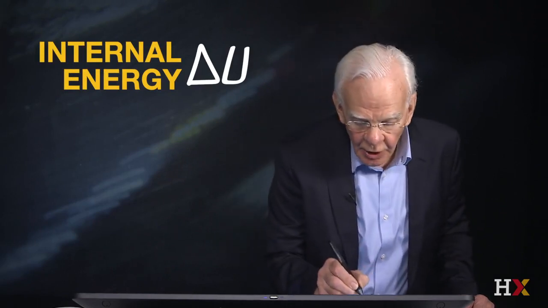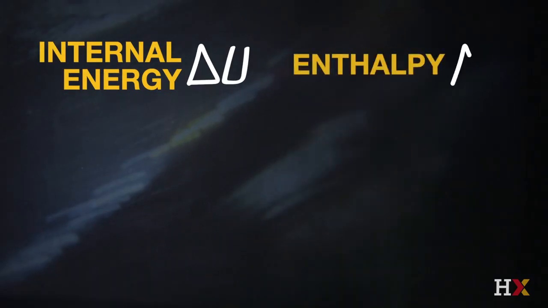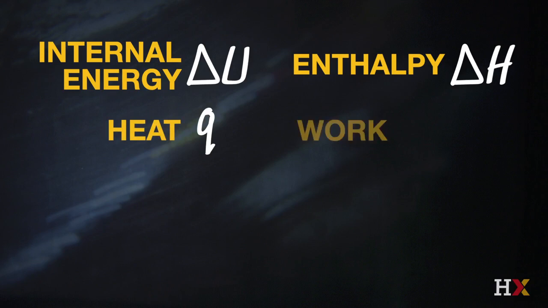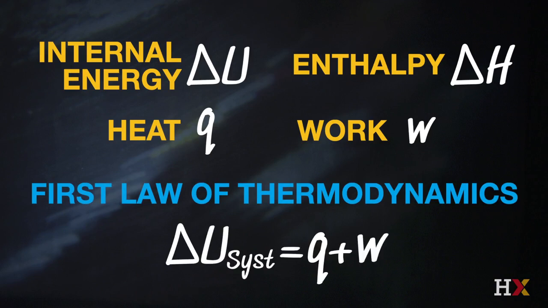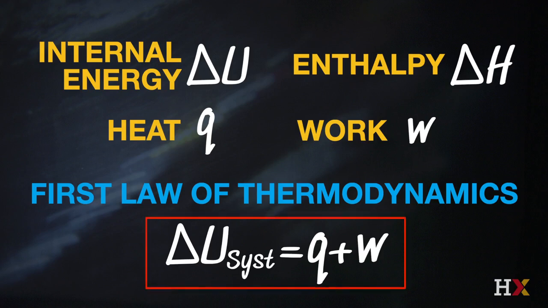So we looked at the internal energy of the system, delta U. We looked at the enthalpy, delta H, of the system. We also investigated the relationship between heat and work. And in particular, we wrote the first law of thermodynamics as delta U, the change in the internal energy of the system, as the sum of the heat plus the work done on that system by the surroundings.